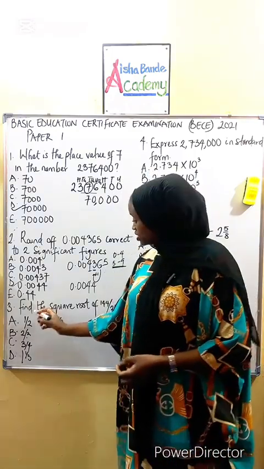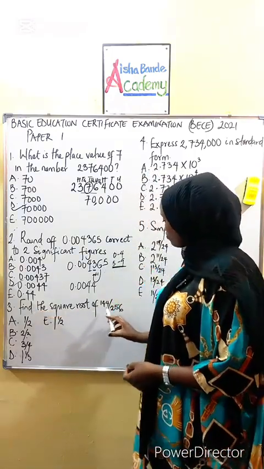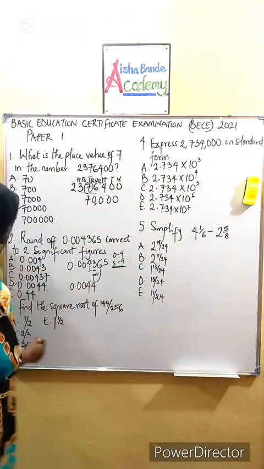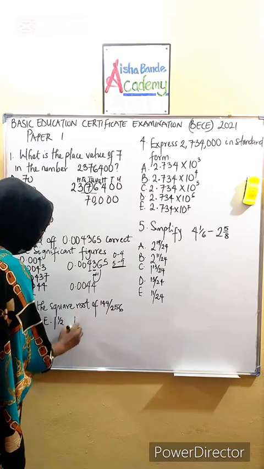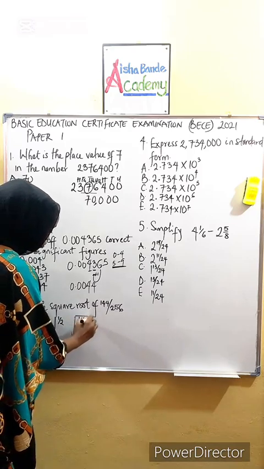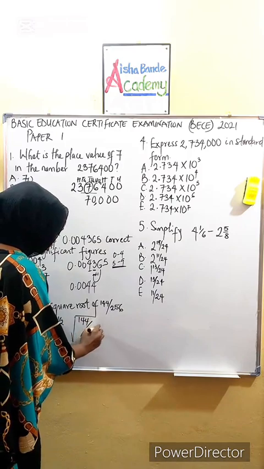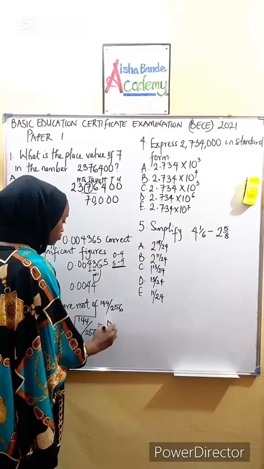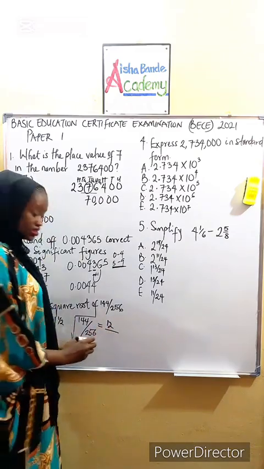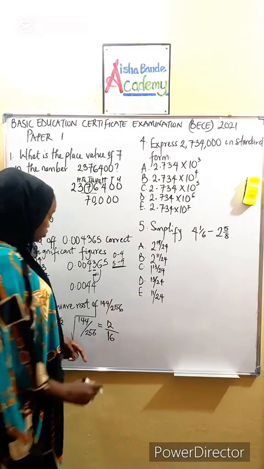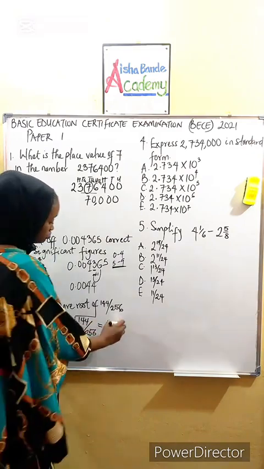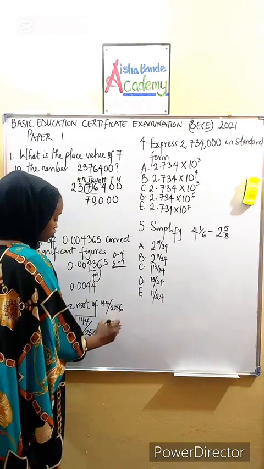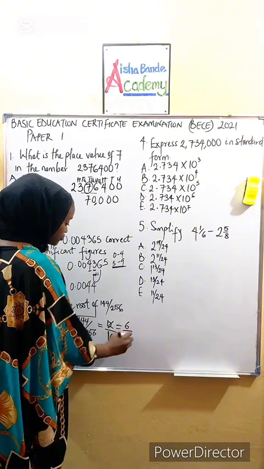Okay, number 3 says, find the square root of 144 over 256. Square root. We all know what square root is, right? This is the symbol for square root of 144 over 256. This is equal to the square root of 144, which is 12, all over the square root of 256, which is 16. So we are going to break this down to the lowest term. The number that can go into these two numbers is 2 without a remainder. So 2 here gives us 6 and 2 here gives us 8.